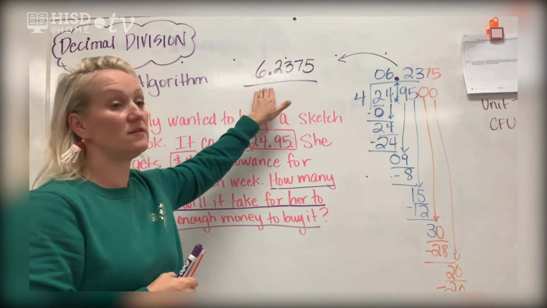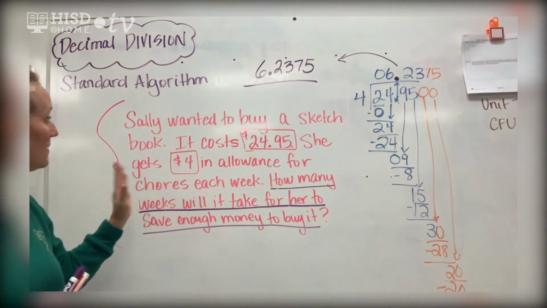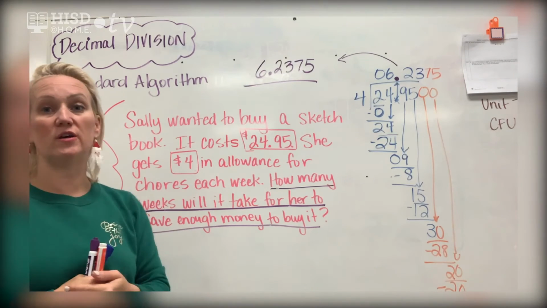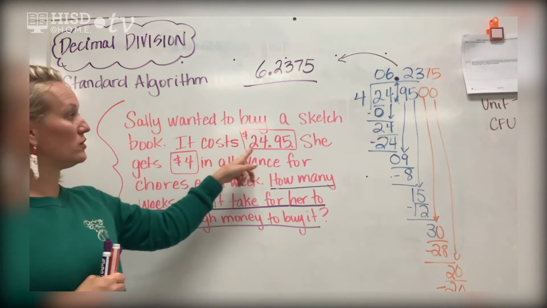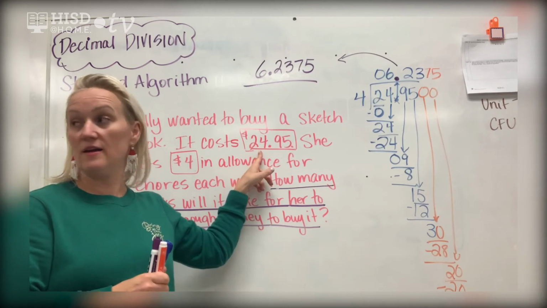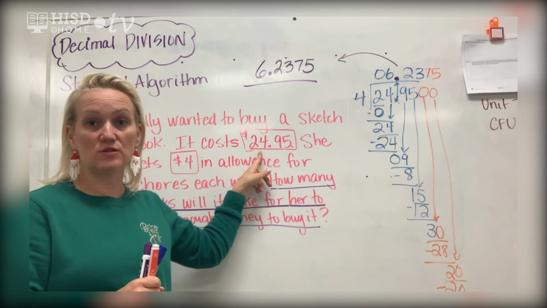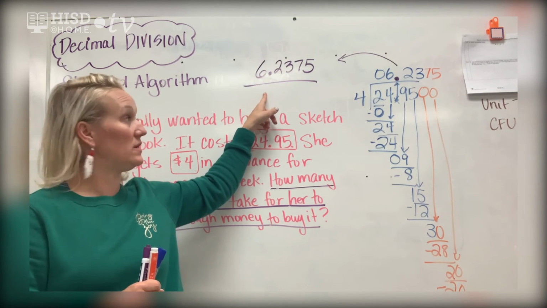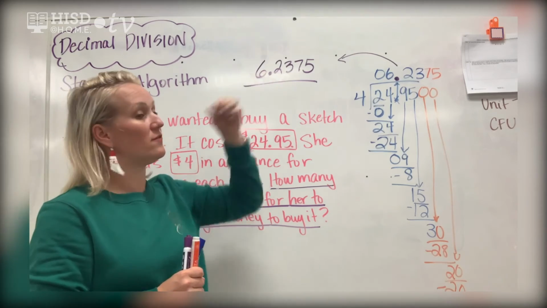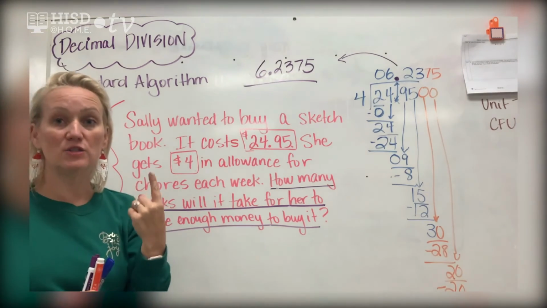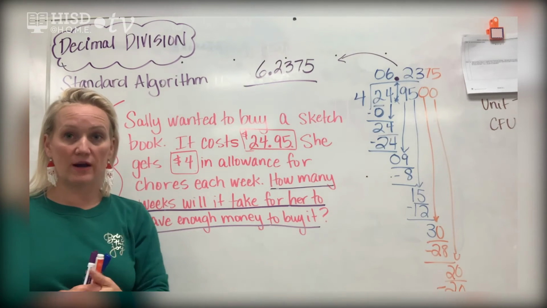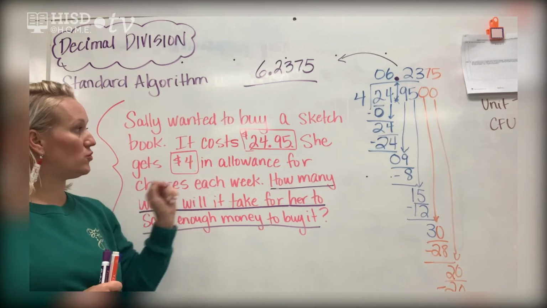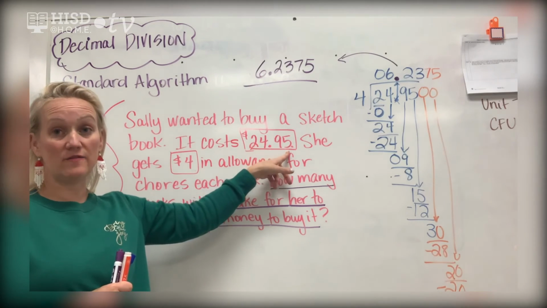Because if I round this down to 6 weeks and I tell Sally, oh, as long as you do your chores for 6 weeks, you're gonna be good, because 6 times 4 is only 24. So once again, if we mistakenly answer this question by saying 6 weeks, we would be wrong. This is not 6 weeks. This is 6.2375 weeks. We have to think logically and reasonably about what they're asking us here. If I say 6 weeks, 6 weeks times 4 each week would give me 24. I would be 95 cents short.